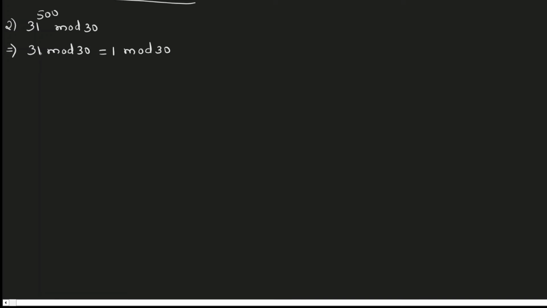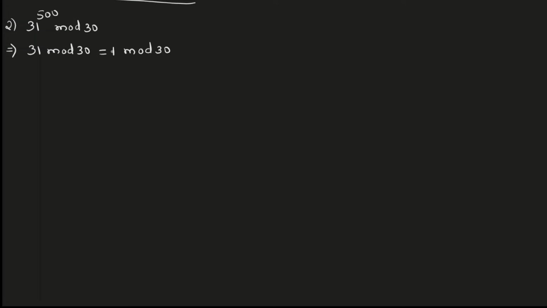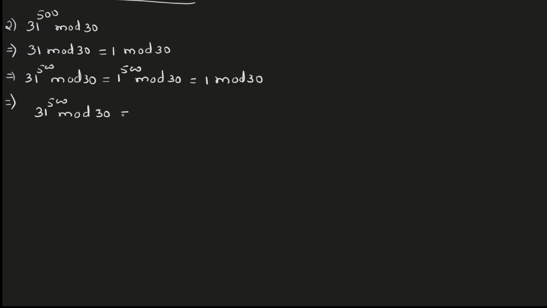Now what do you have? 31 is equivalent to 1 now. So in 31 raised to 500 you have, for 31 mod 30, 1 mod 30. This means for 31 raised to 500 mod 30, you can write 1 raised to 500 mod 30. 1 raised to 500 is what? 1. So 1 mod 30. So what is the answer? Whenever 30 divides 31 raised to 500, the remainder will be 1.